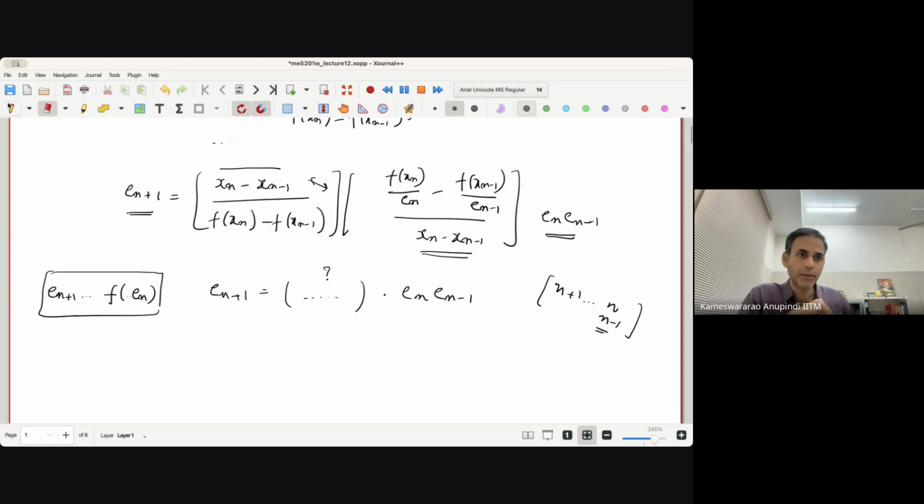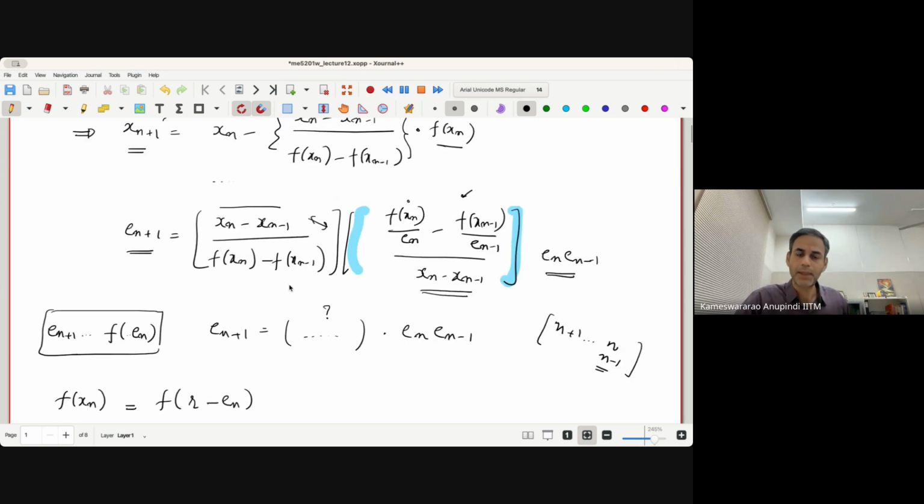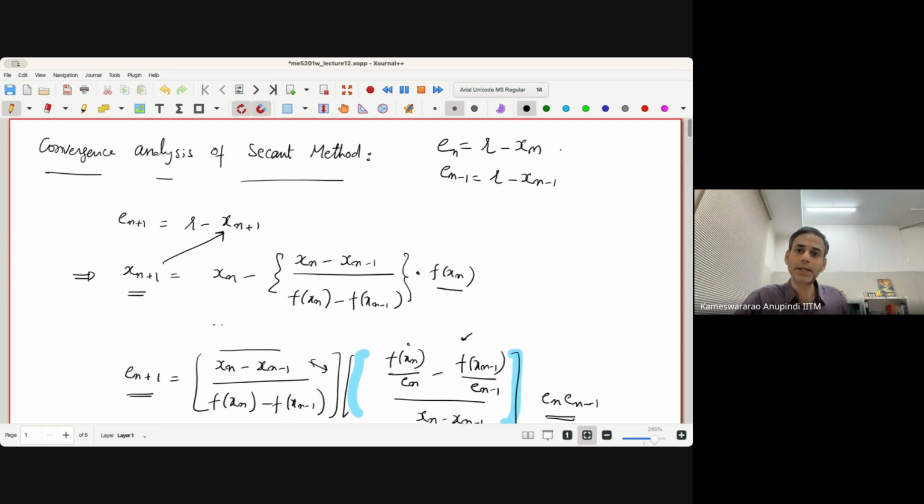Okay, now let us take a look at these things. I want to obtain an expression for what is there in this square bracket here. For that, let me look at what is f of x_n. I want to actually calculate this quantity. So let me write what is f of x_n. I want to start with this. f of x_n equals essentially f of r minus E_n, right? We have defined E_n equals r minus x_n. That means x_n equals r minus E_n.